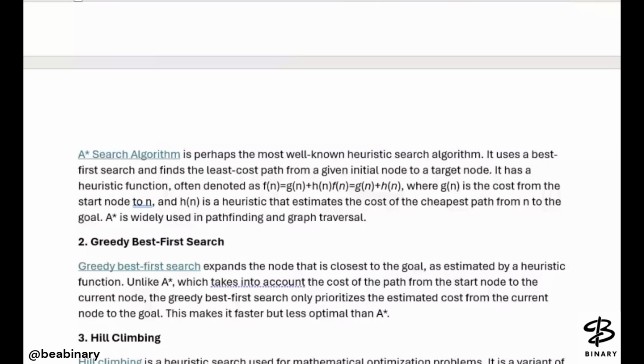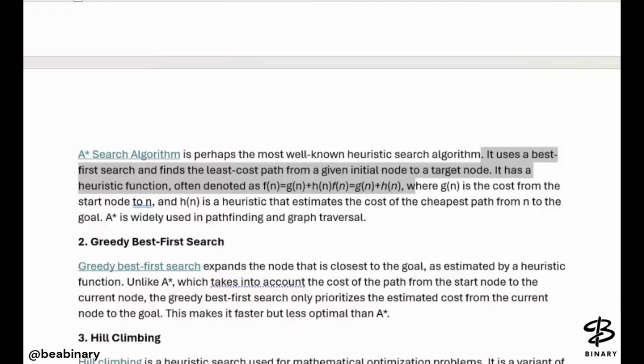It uses best first search and finds the least cost path from the given initial node to a target node, right? So it's a best first search technique which finds the least cost path, मतलब सबसे कम टाइम लगेगा, सबसे कम वैल्यूज इसमें हम कंसिडर करेंगे इनिशियल स्टेट से टारगेट स्टेट पर जाने के लिए. So it has a heuristic function. Definitely we need to calculate the function, often denoted as f(n) = g(n) + h(n).